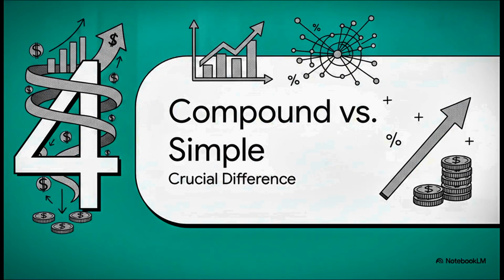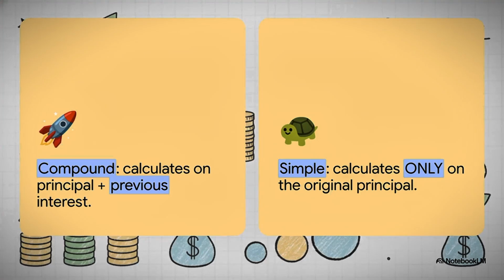Section 4, compound versus simple interest, the crucial difference. So as we've seen, compound interest is incredibly dynamic. It adapts and it grows by calculating on the original principal plus the previous interest. But simple interest? That is calculated only on the original principal, forever.